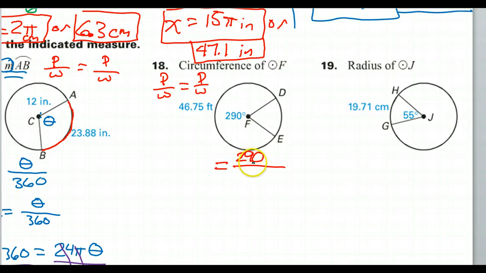So this is 290 degrees out of a total of 360. So we do have the partial degrees and the total degrees. Now let's see what we have on this side. On this side is where we do length. So we're going to have partial length and then the total length or the circumference. We have the partial length, the arc length right here. It is 46.75. So the only thing that we're missing is the whole length, which is also known as the circumference.